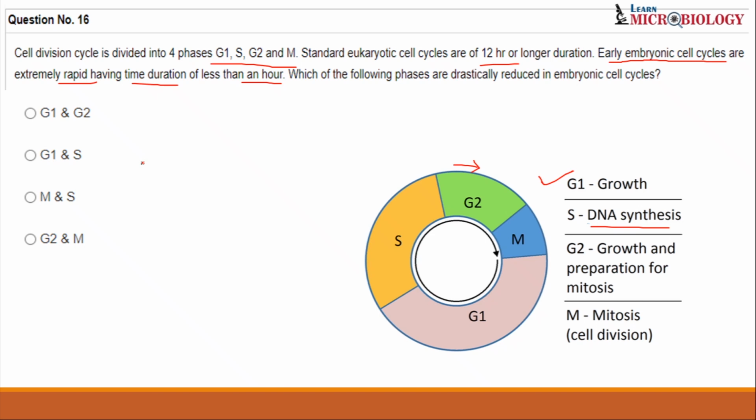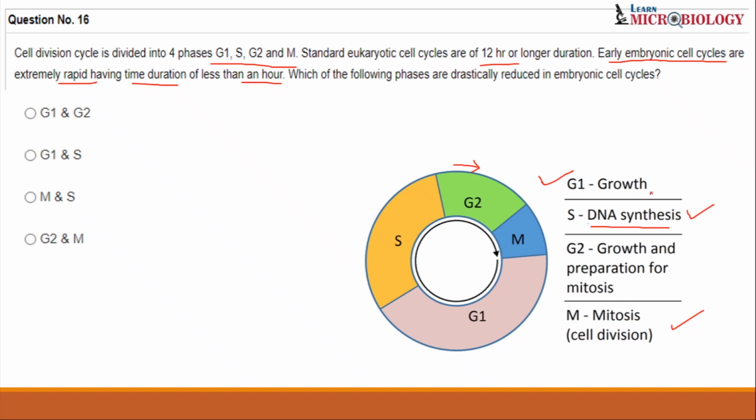Now let's understand this. Out of these 4, embryonic stem cells divide rapidly. It means its DNA has to get synthesized rapidly, and the mitosis also has to take place rapidly. So definitely S and M phase cannot be reduced, because those are very important phases, right?